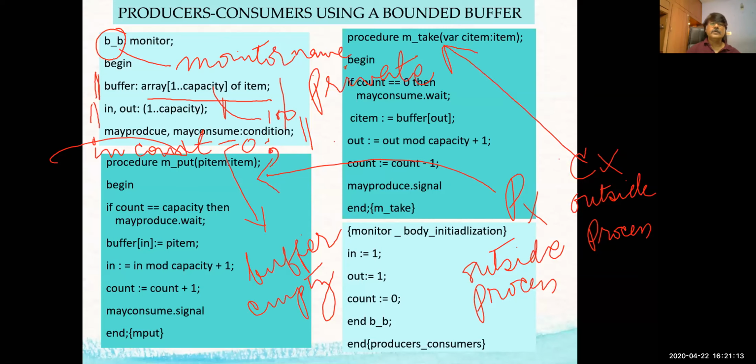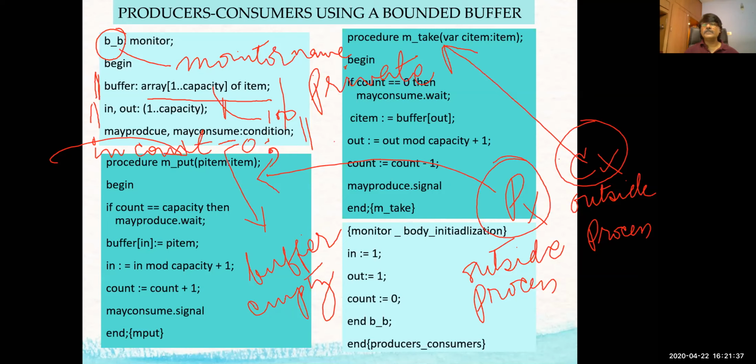So this B underscore B is the name of a monitor. It has an array. Using an array, a buffer is implemented. That buffer is to be used by producer and consumer. Producer has to use the buffer to put the information in the buffer. Consumer wants the buffer to retrieve the information from the buffer.